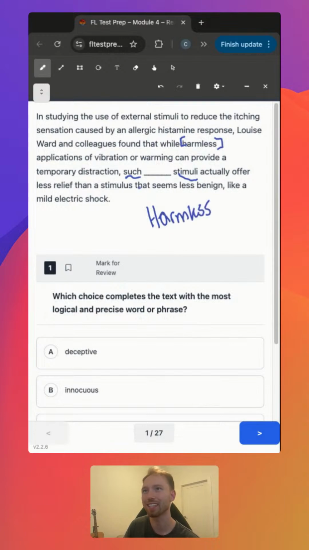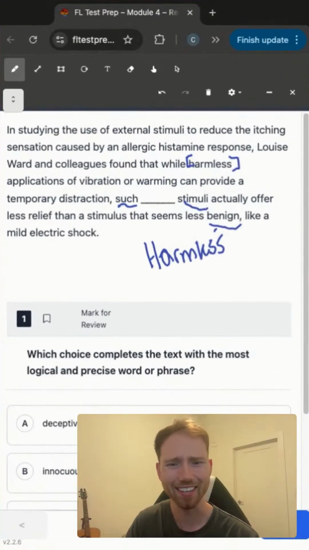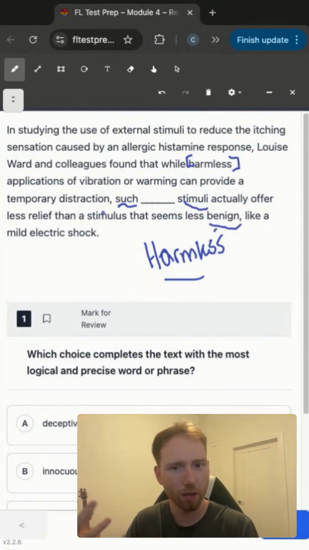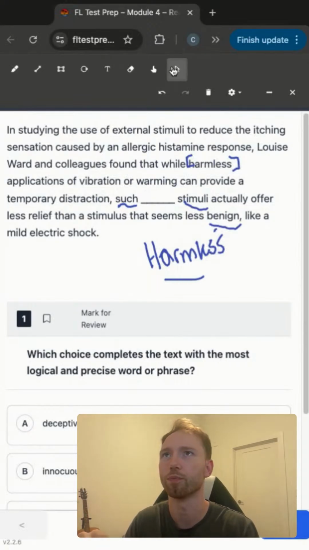In addition, this is a little advanced, I see that "benign" is used here, and most students don't know what benign means, but that also means harmless. So this is also a main idea. This is an idea that's been repeated throughout. So harmless is going to be my prediction. Let me compare that to the answer choices.